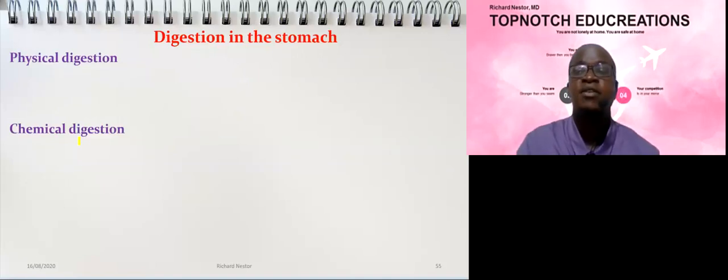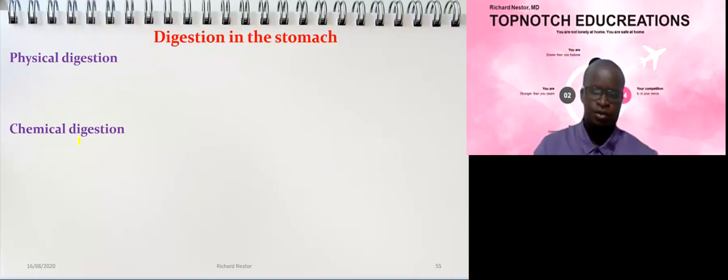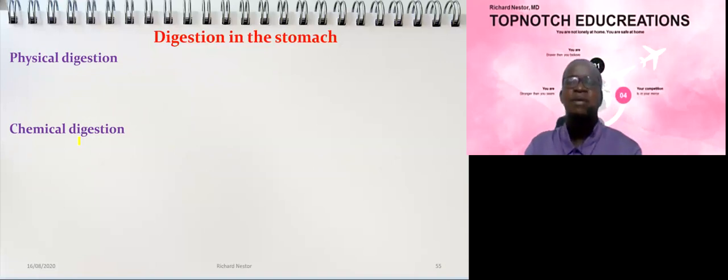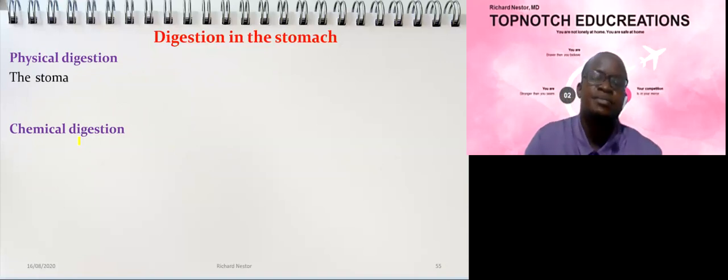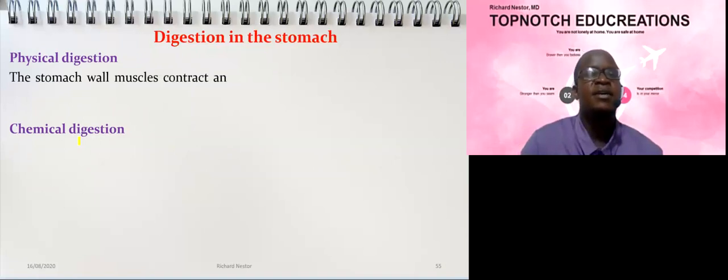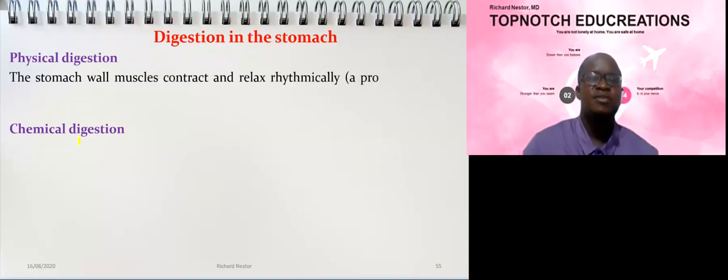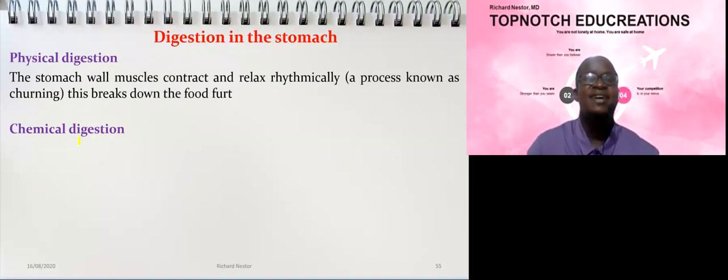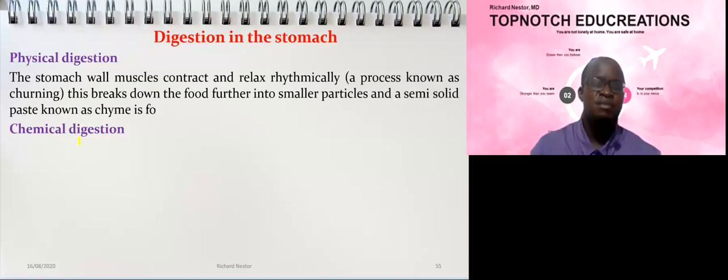One, there is physical digestion taking place in the stomach. Physical digestion, by now you remember, is where the food is further broken down into smaller particles without changing the chemical nature of the particle. So when food arrives in the stomach, the walls will always contract and relax rhythmically, a process we are referring to as churning. And this breaks down the food further into smaller particles. And a semi-solid paste, which we are referring to as chyme, is always formed.